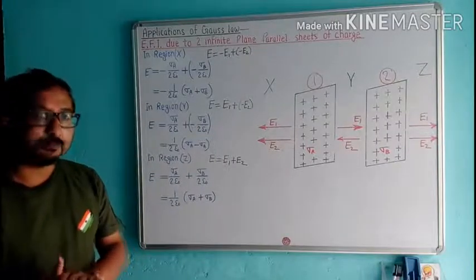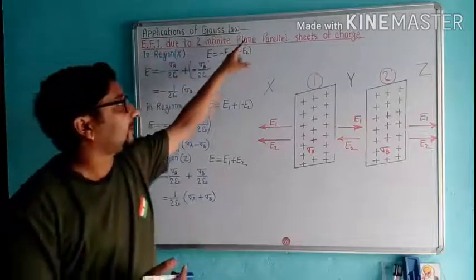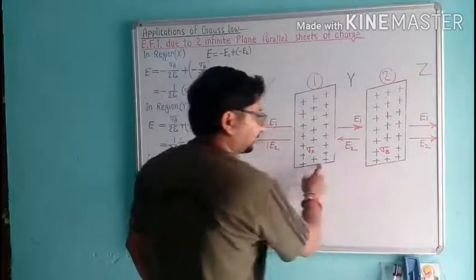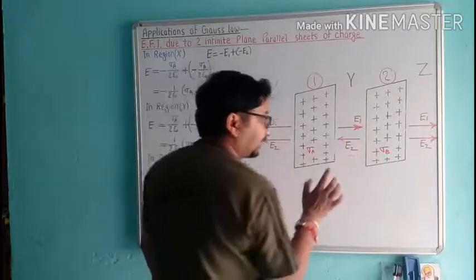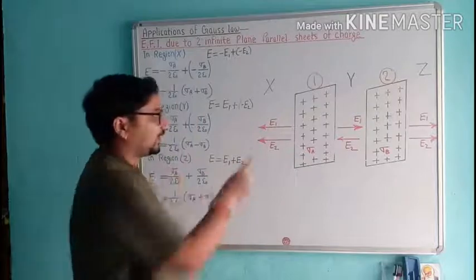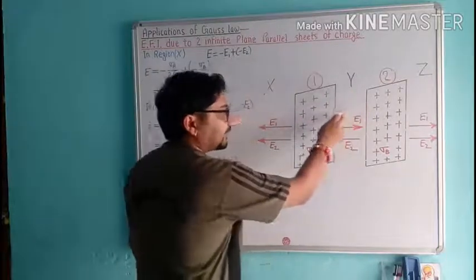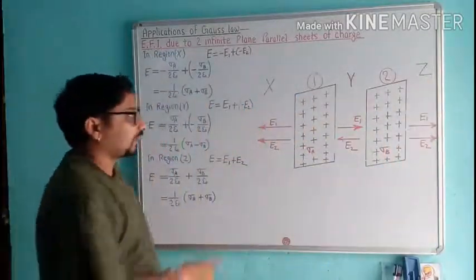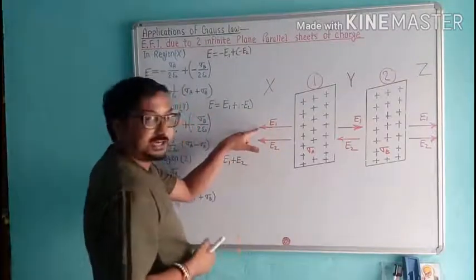Today we will discuss an important application of Gauss law, that is electric field intensity due to two infinite plane parallel sheets of charge. Suppose these two are plane sheets of charge having surface charge densities sigma A and sigma B, which are held parallel to each other. Then it produces three regions: region X on the left side, region Y between the two plates, and region Z on the right side.